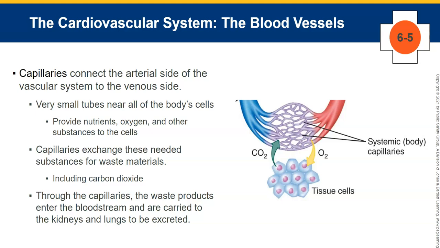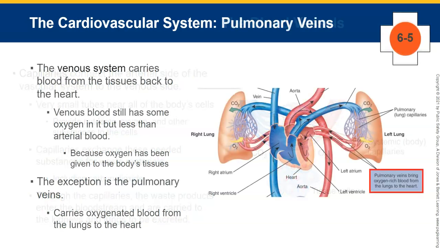Capillaries connect the arterial side of the vascular system to the venous side. Very small tubes near all the body cells provide nutrients, oxygen, and other substances to the cells. Through the capillaries, the waste products enter the bloodstream and are carried to the kidneys and lungs to be excreted.